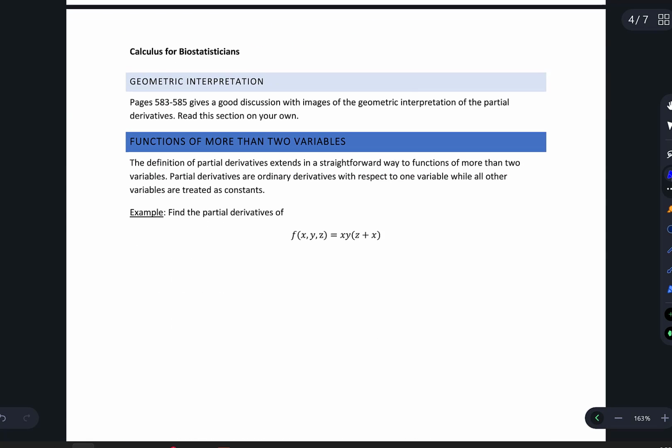Now, we're not limited to only looking at two variables. We can look at more. I should note here, I have a note that your book looks at the geometric interpretation. So previously when we worked with a single independent variable, we saw our geometric interpretation of the derivative as being that line. Here, your book goes through a good discussion with images of the geometric interpretation of the partial derivative, so I do recommend reading that section on your own.